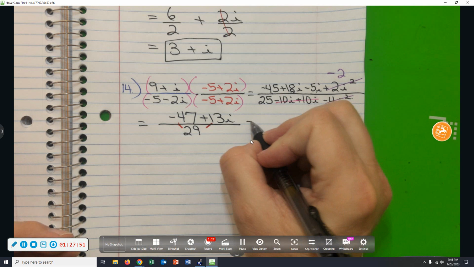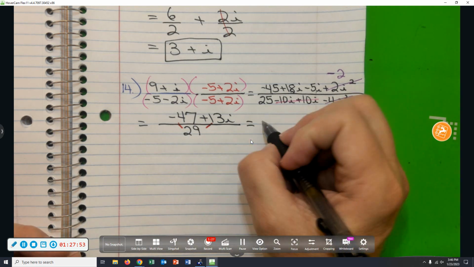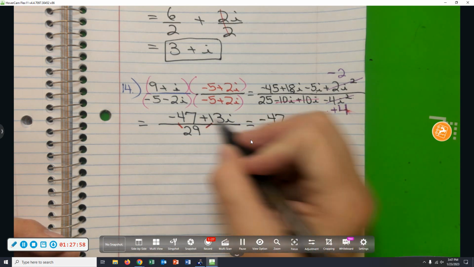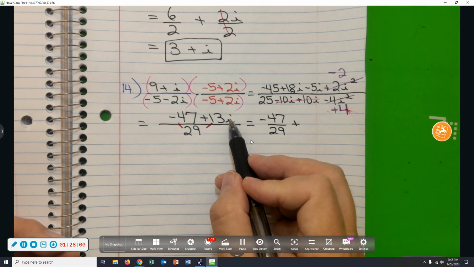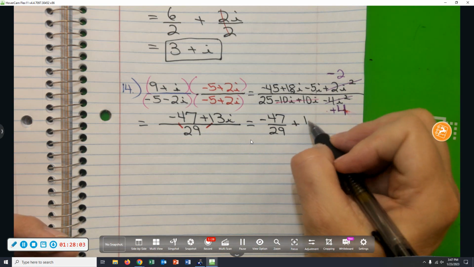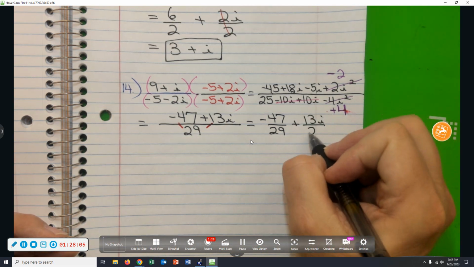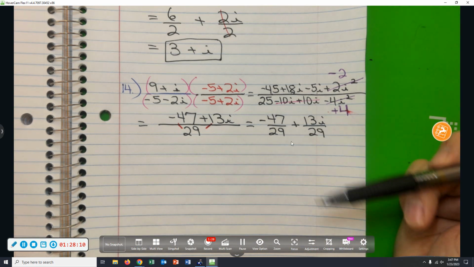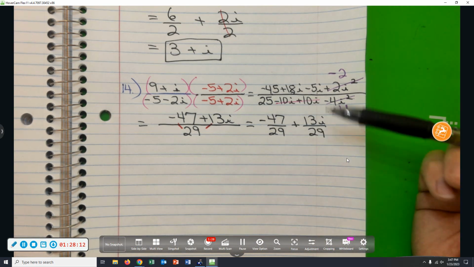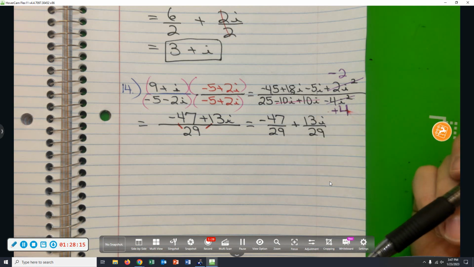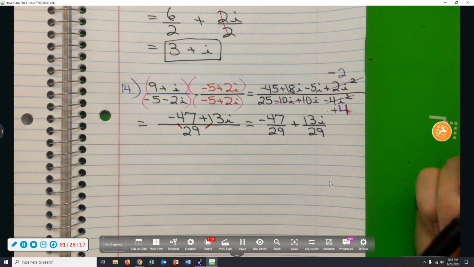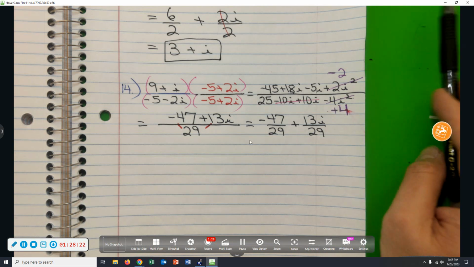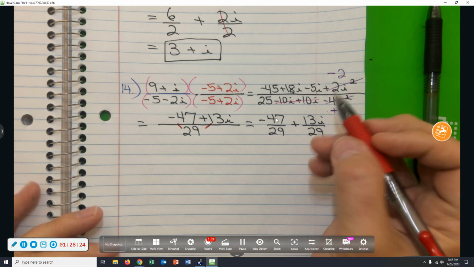So we have negative 47 over 29 plus 13i over 29. Can you cancel anything in these? No? 47 and 29 are prime. 13 and 29 are prime. This is a pretty nice answer. We can't reduce any of those fractions. Just leave it like that.